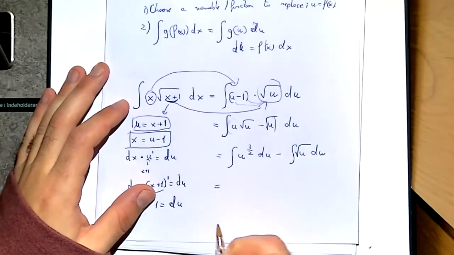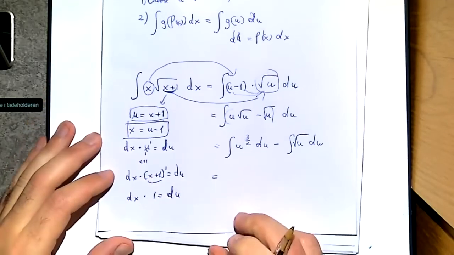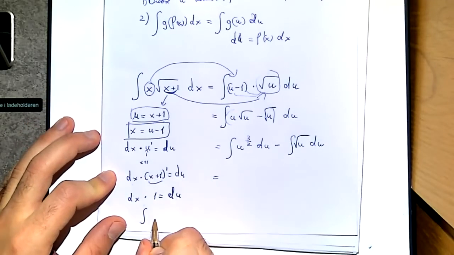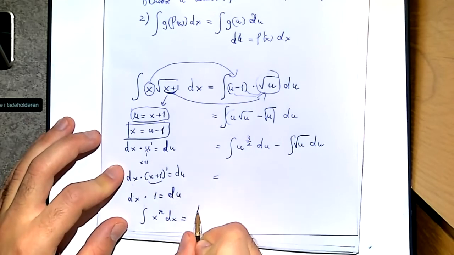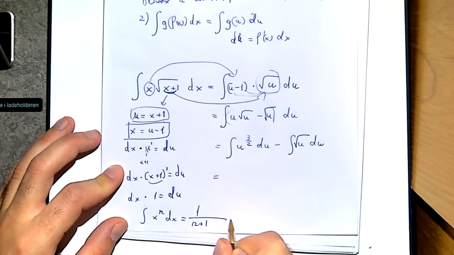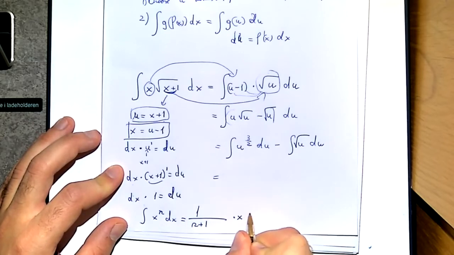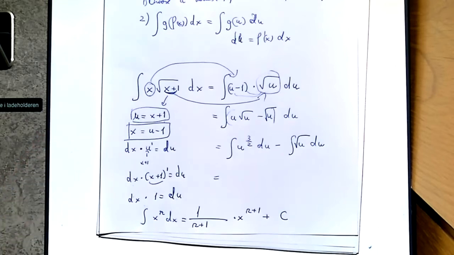Now let's write it, if I remember it. The integral of x^r dx is equal to 1 over r plus 1, multiplied by x^(r+1), plus a constant. Right, this was the formula, I think. I'm really bad with memorizing them. That's why I just compute them every time, okay? But this is the formula.